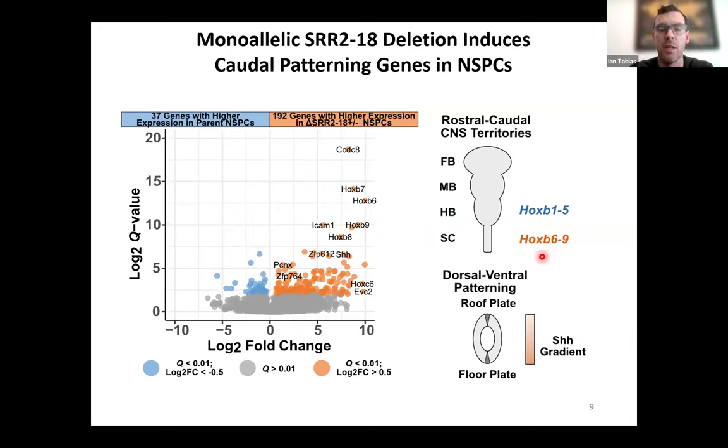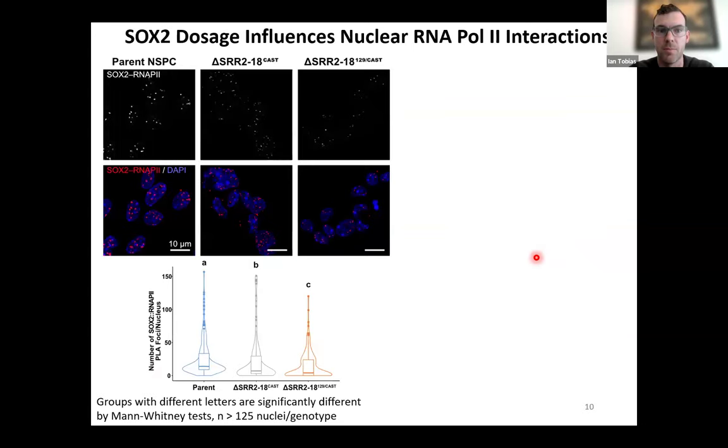And so our interpretation of this phenotype is that one potential role of this SR2 to 18 enhancer cluster could be to maintain SOX2 expression and support rostral neural progenitor identities, while its ablation or deletion sensitizes neural progenitors to caudal regionalization towards the spinal cord tissues.